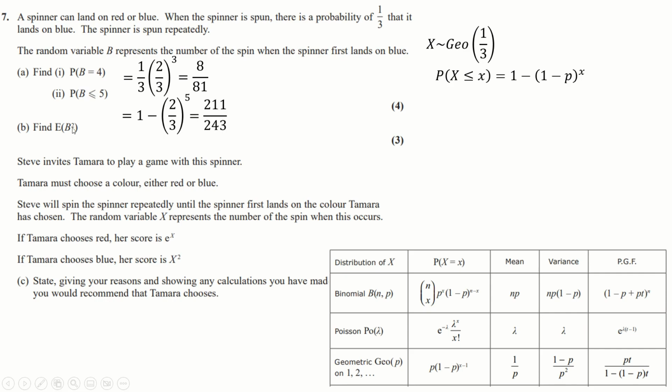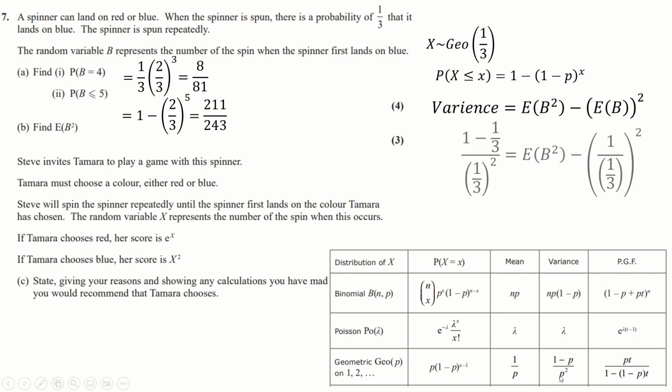Find expected value of b squared. We're going to use the same formula we used much earlier on in the question, which is this. Now, expected value of b squared is there, so we need this and this, but that's fine because expected value of b is just the mean, which we have the formula for, and the variance we have the formula for. So p is 1/3 in both these, we'll just put that in. This makes 2/3, this makes 1/9.